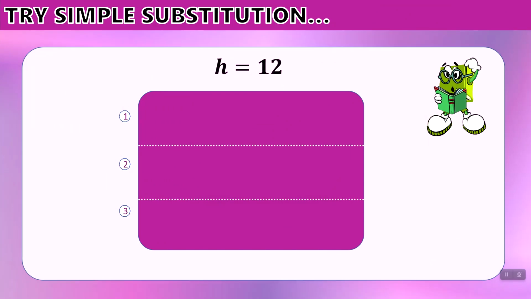How about if h equals 12, what is the value of h divided by 2? Simply again, we replace the h with 12 to give us 12 divided by 2, and our answer in the third step is 6.